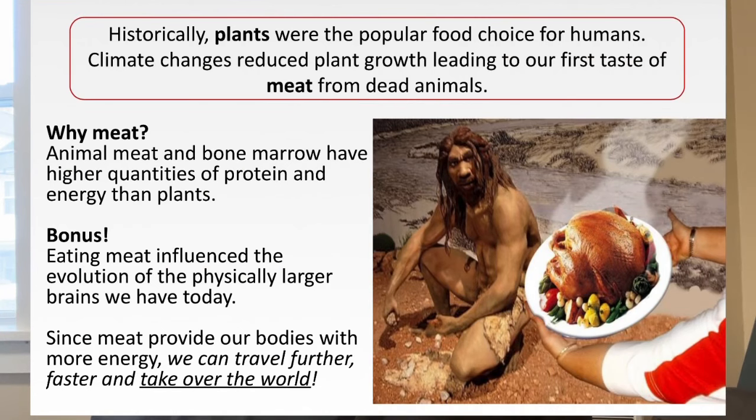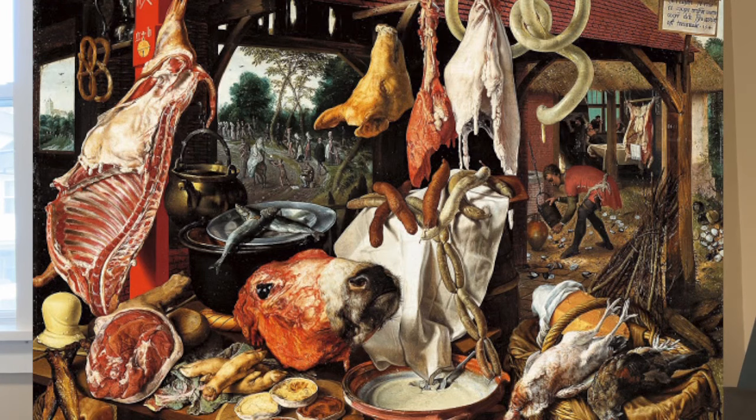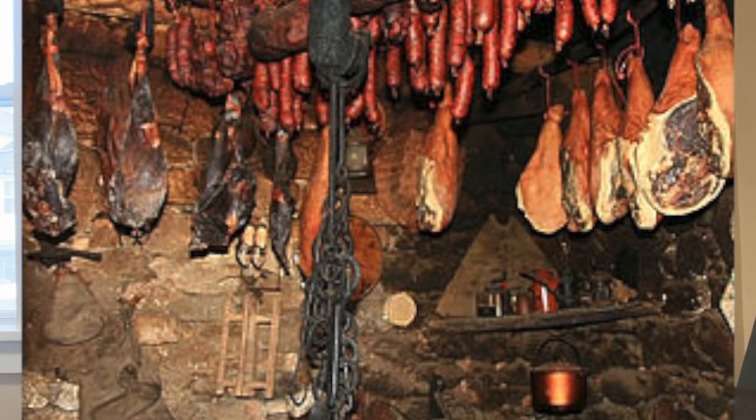Now, plants were the popular food choice for humans originally, but as climate changes reduced plant growth, people began to taste meat from dead animals. And this allowed them to have higher quantity of proteins and energy than just a plant-based diet at that time. And it also allowed us to evolve larger brains. And because of its preservation methods, which you'll read about, this also allowed us to travel further and move across the world.